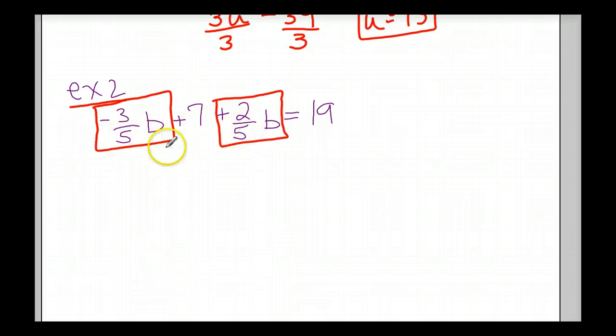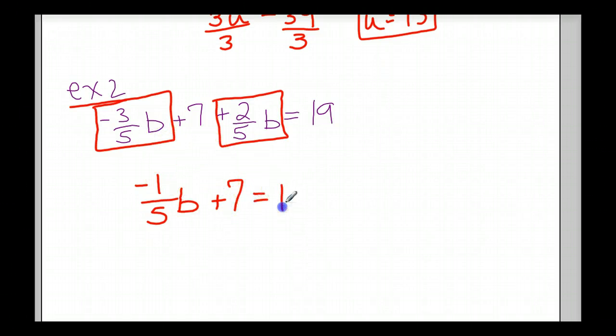Now let's add these together. Well, negative 3 plus a positive 2 is going to give us a negative 1, right? Now with fractions, we just leave the denominator alone. We don't add 5 and 5 to get 10 or subtract them. So we have a negative 1/5, and we're missing our variable, which is b. Remember, that makes them like terms because that b is connected with multiplication. And what do we have left? We have our 7, and we also have equals 19.